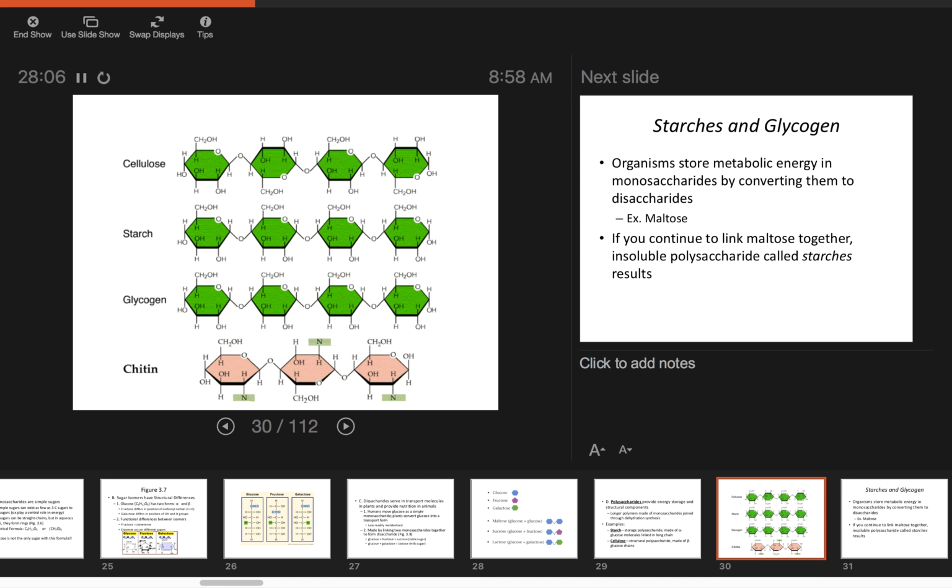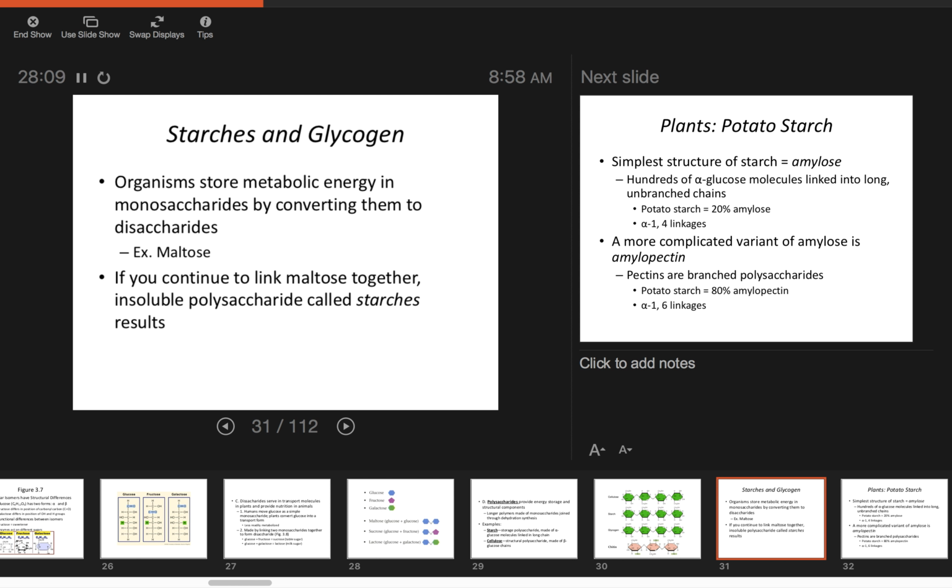All right, let's talk about starches and glycogen. Organisms store metabolic energy in monosaccharides, and then we convert them to disaccharides. If you continue to link maltose together, eventually you're going to get starch, which is an insoluble polysaccharide. What does insoluble mean? Not able to be broken down. Okay, yeah. So insoluble, you can't really mix it with water. It's got some non-polar characteristics to it.